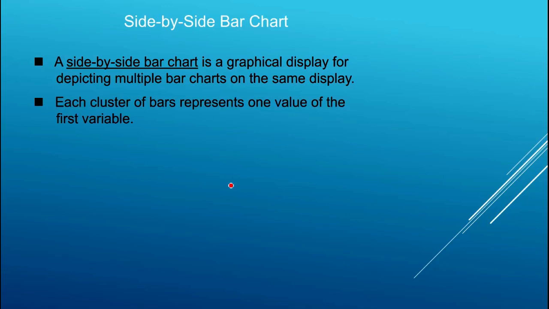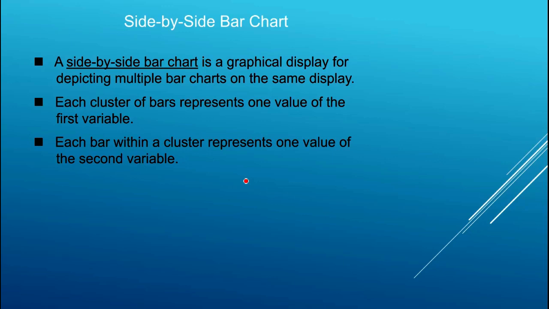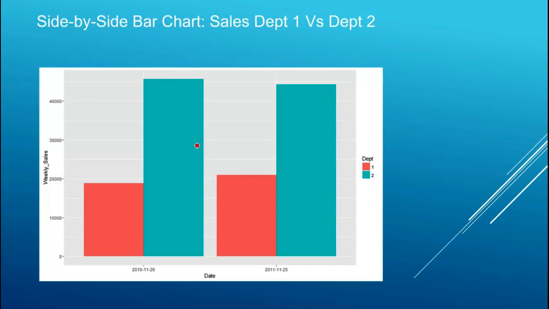Each cluster of bars will represent one value of the first variable, and each bar within the cluster will represent the value of the second variable. So here's an example of a side-by-side bar chart for two different sales departments in my Walmart data set. The first department is in orange and the second department is in green, and I basically have two different dates that I'm comparing: the week that includes Christmas in 2010 and the week that includes Christmas in 2011. I'm trying to discern both the overall pattern of change in weekly sales across time, but also compare the changes across these two departments.